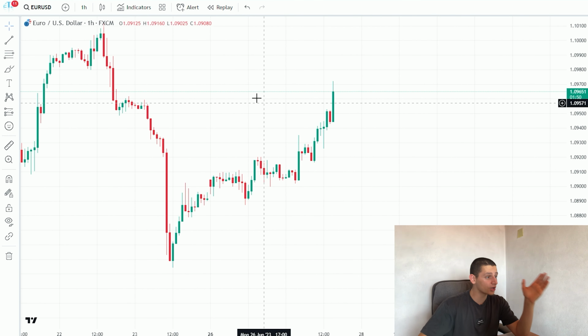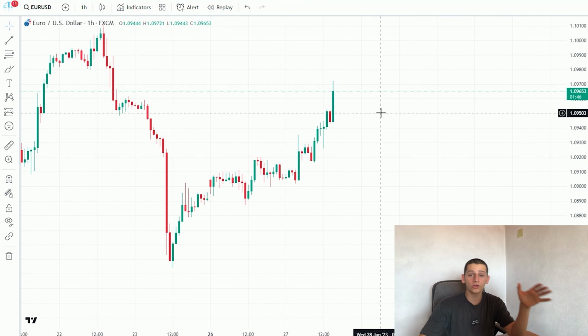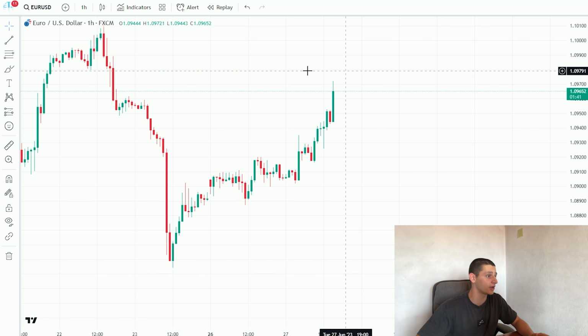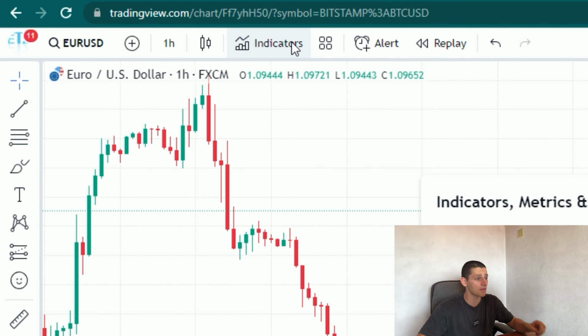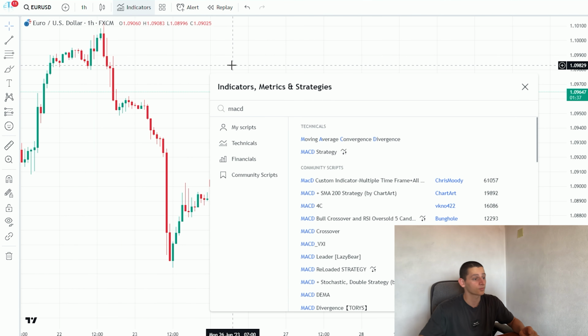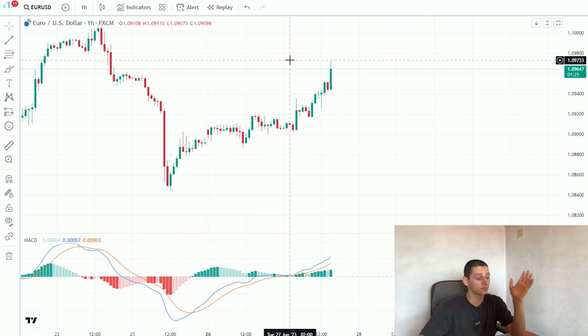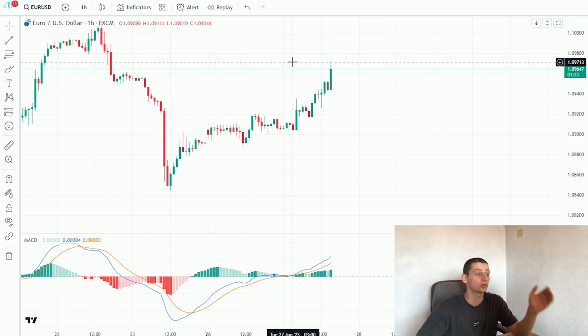You can see now the white screen from TradingView. Without going into unnecessary explanation, we simply add the indicator to our screen. For that, go to the Indicators tab and type MACD, Moving Average Convergence Divergence. Now that we've added the indicator, it's time to set it up.